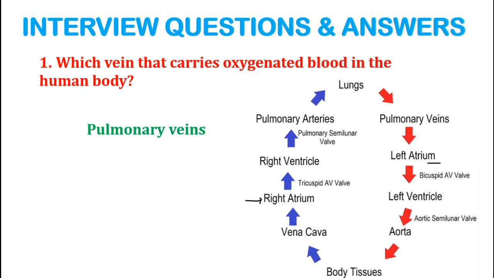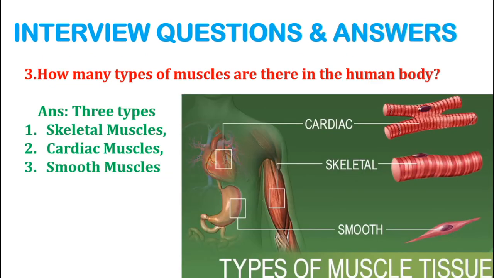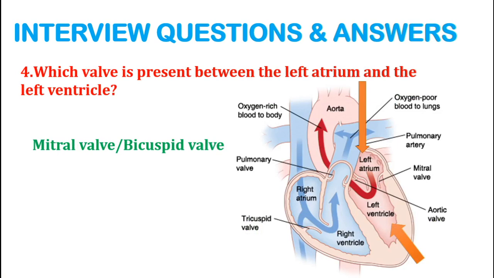Here after the lungs we can see the pulmonary veins. After that, left atrium and left ventricle. Between these we can see the bicuspid valve. See here, bicuspid valve, left atrium and left ventricle. Between these we can see the bicuspid valve, which is also known as the mitral valve. In the diagrammatic view you can see left atrium, left ventricle, and here the valve opening.